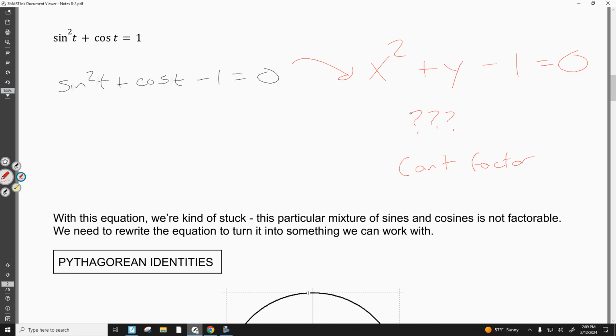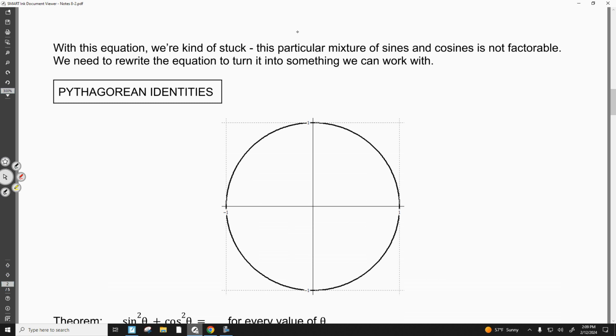So we need more. We need to potentially change this, rewrite this. We need to substitute something potentially, rewrite this equation, and then solve. And here's what we're going to substitute with. Something that we've already known, but we haven't seen in this form before.